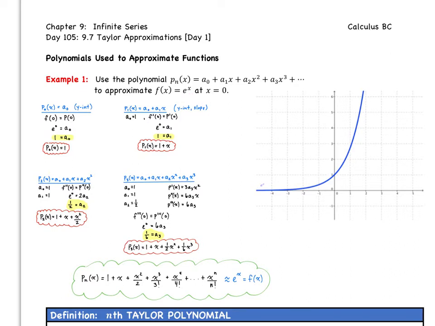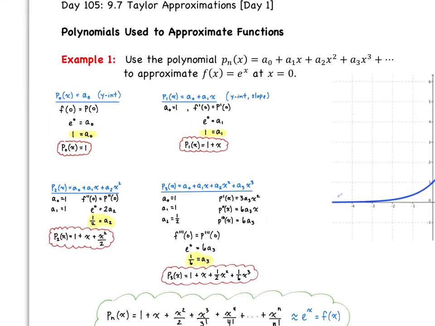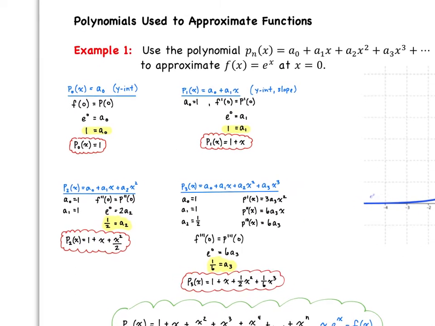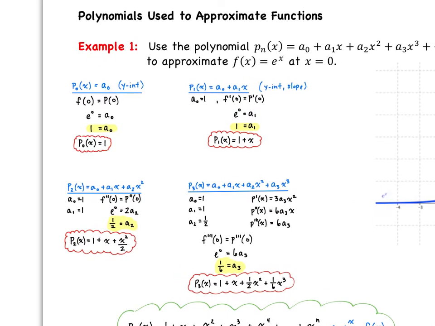So this first example is really just showing you how we come up with the polynomial to represent e to the x. So I'm going to zoom in a little bit here. And the first thing we would need to do is, if I wanted to find p0 of x, meaning that's just our first term here, it's that a0 or a naught.